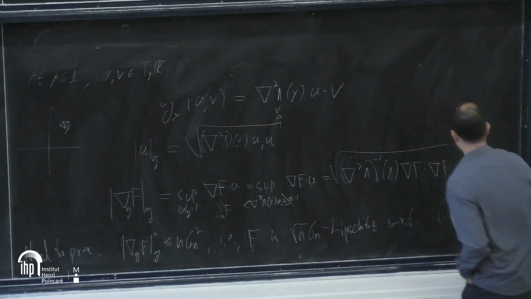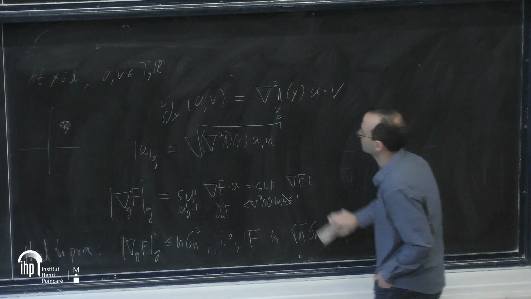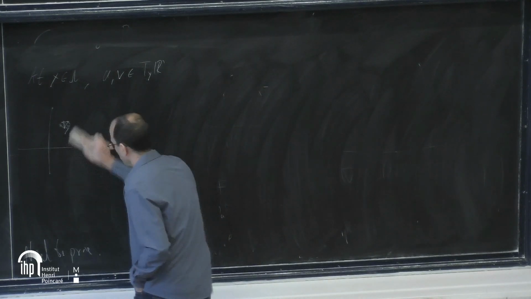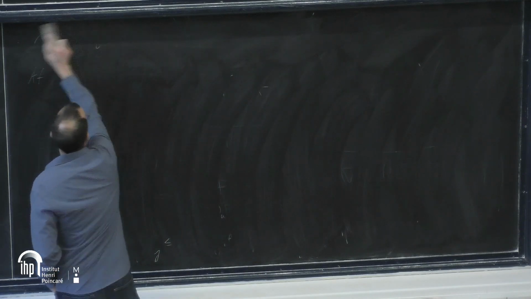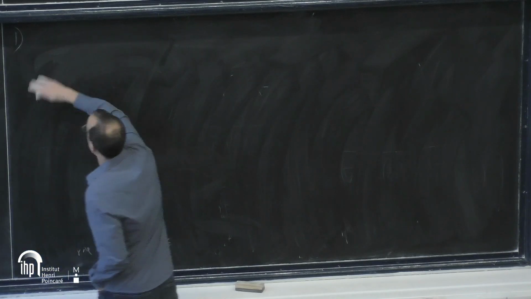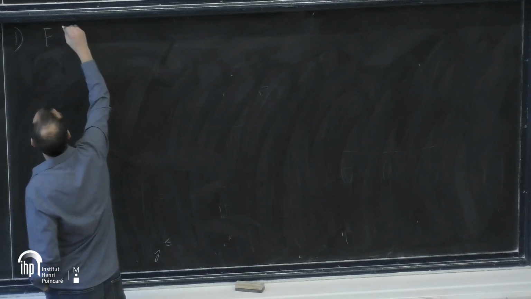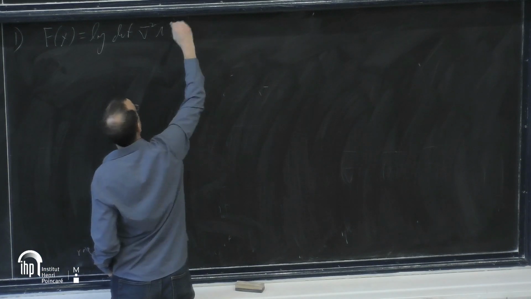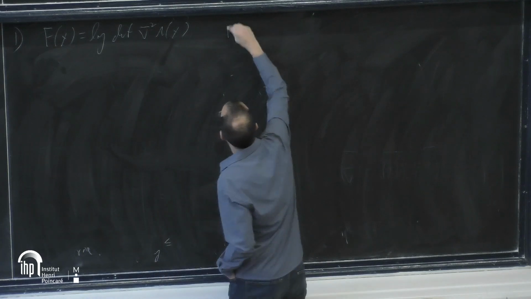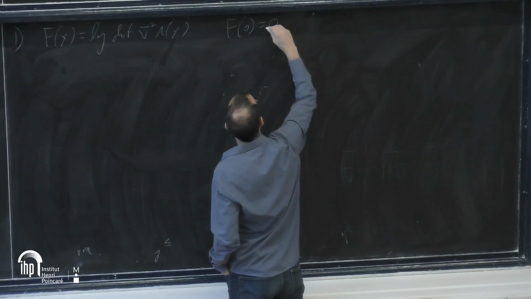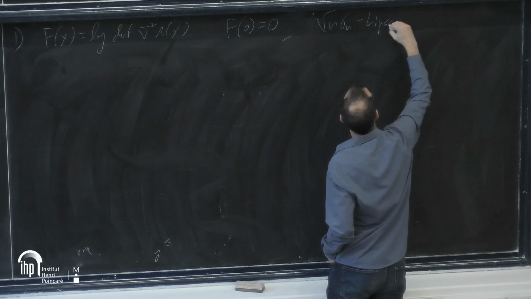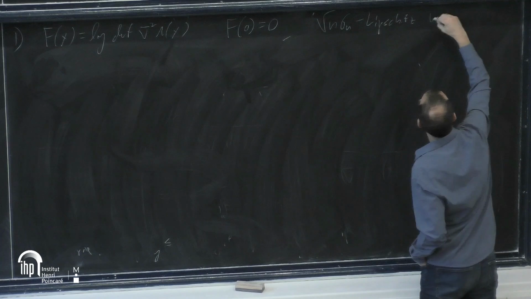Okay, these are very short proofs. So how do you prove 1? For 1, I'll go as follows. Look at the function f. You remember this function f, log determinant of the Hessian. I know that f of 0 is 0, and it's square root of n sigma n Lipschitz with respect to the metric G.